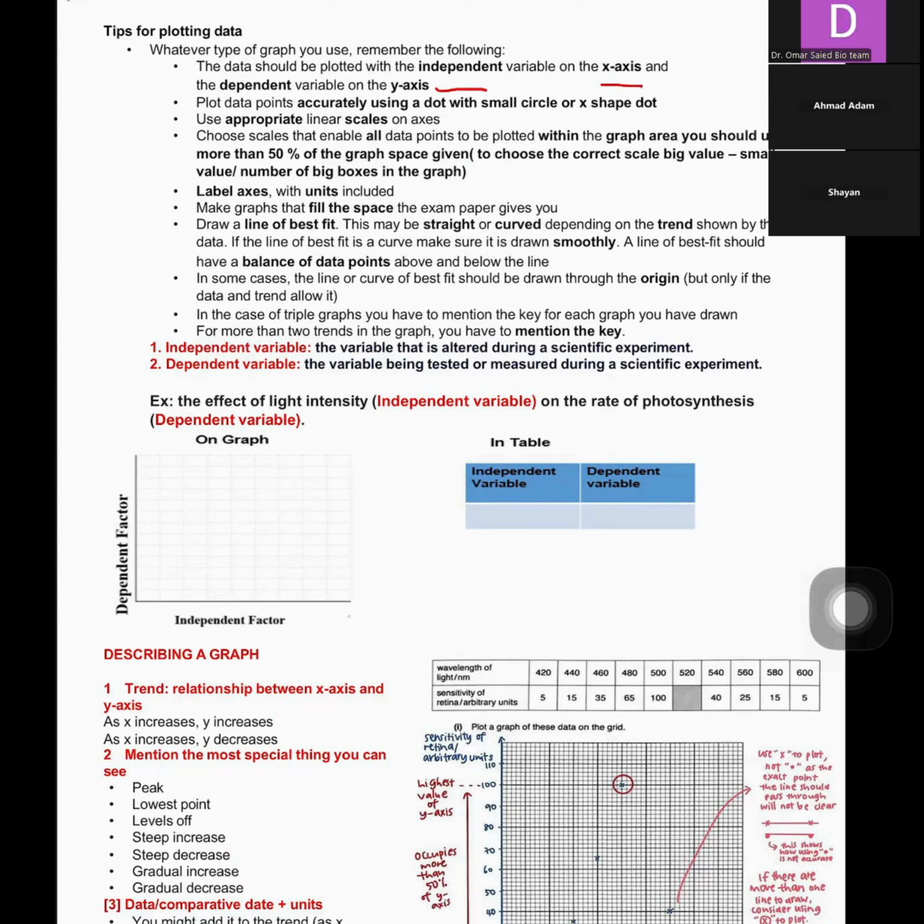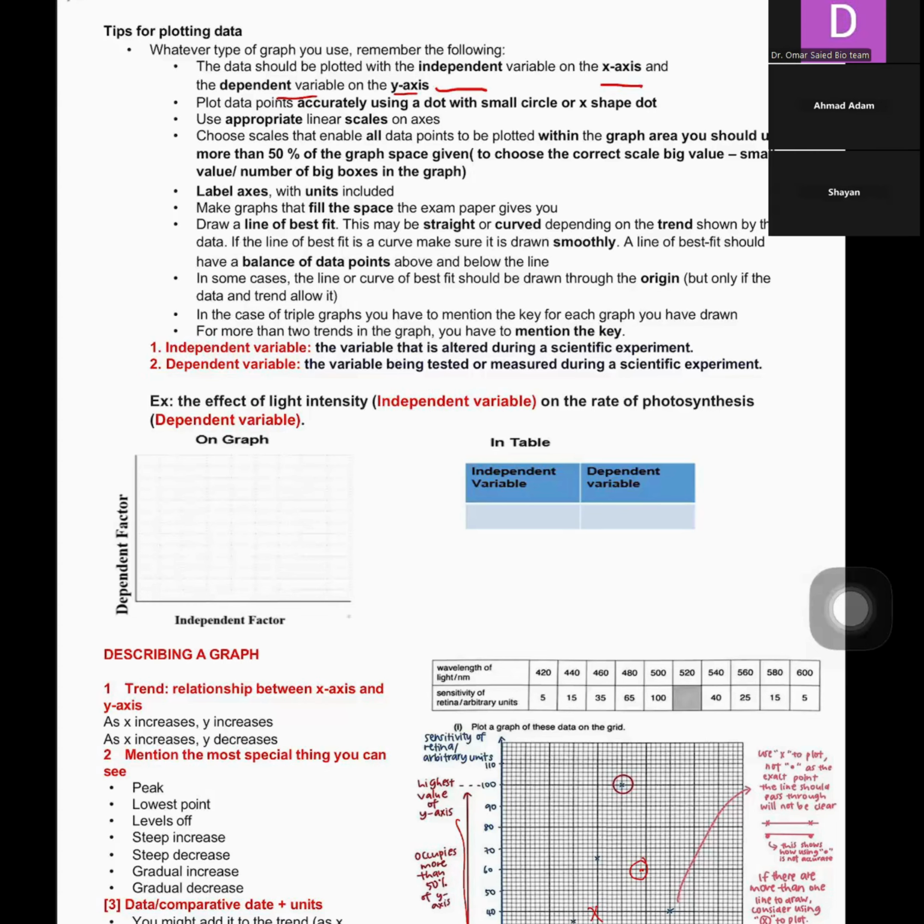Independent on the x-axis, dependent on the y-axis. When you plot a point, for example, this is the x-axis, this is the y-axis. I need to plot this point. I don't do only a point. This is wrong. You do an X or a dot surrounded with a circle. Very important.